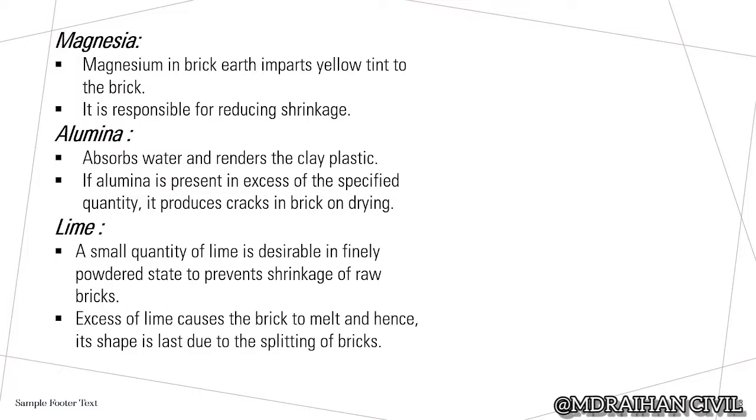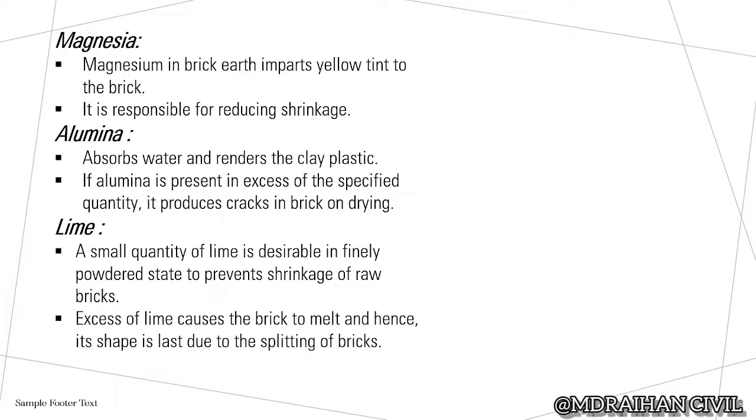Magnesia. Magnesia in brick earth imparts a yellow tint to the brick. It is responsible for reducing shrinkage. Alumina absorbs water and renders the clay plastic. If alumina is present in excess of a specified quantity, it produces cracks in the brick on drying.